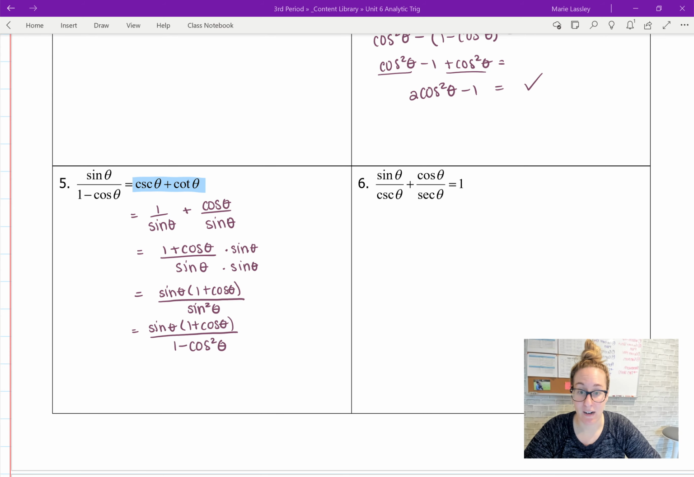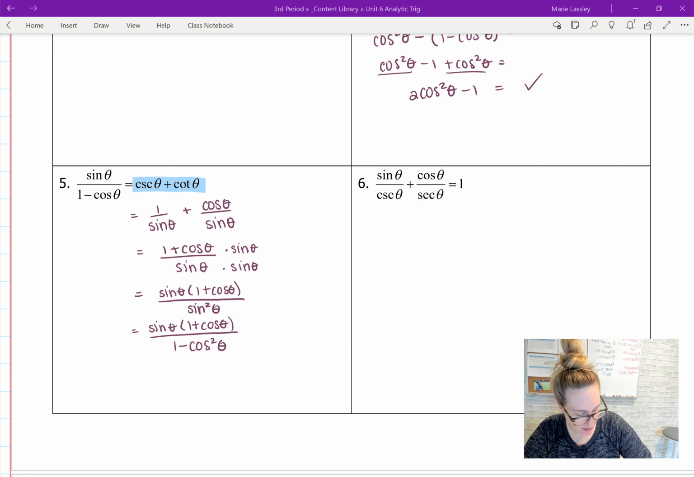Okay, from here, I need it to just be 1 minus cosine, right? There's nothing squared in the denominator on the left-hand side. So I'm going to factor 1 minus cosine squared. This is the difference of perfect squares. 1 is a perfect square, cosine squared is a perfect square, and there's a minus in between. So this is factorable, so I can rewrite it.